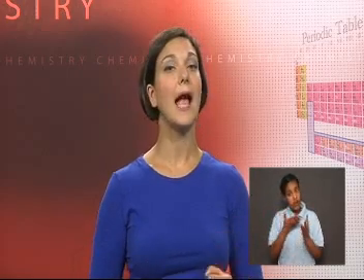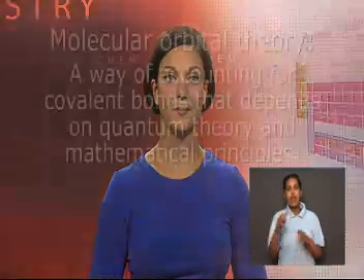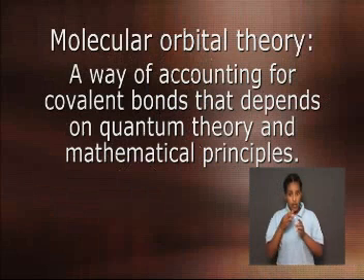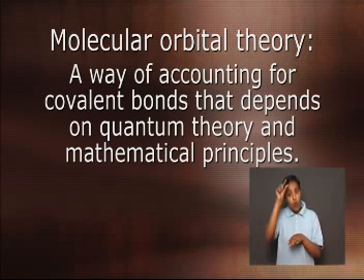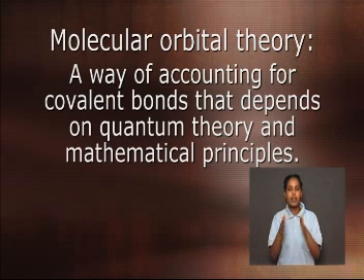Students, it is important to note that valence bond theory has certain limitations. It does not adequately explain the magnetic or spectral properties of molecules. Molecular orbital theory, on the other hand, can be used to describe the stability of certain molecules. It is a way of accounting for covalent bonds that depends on quantum theory and mathematical principles.